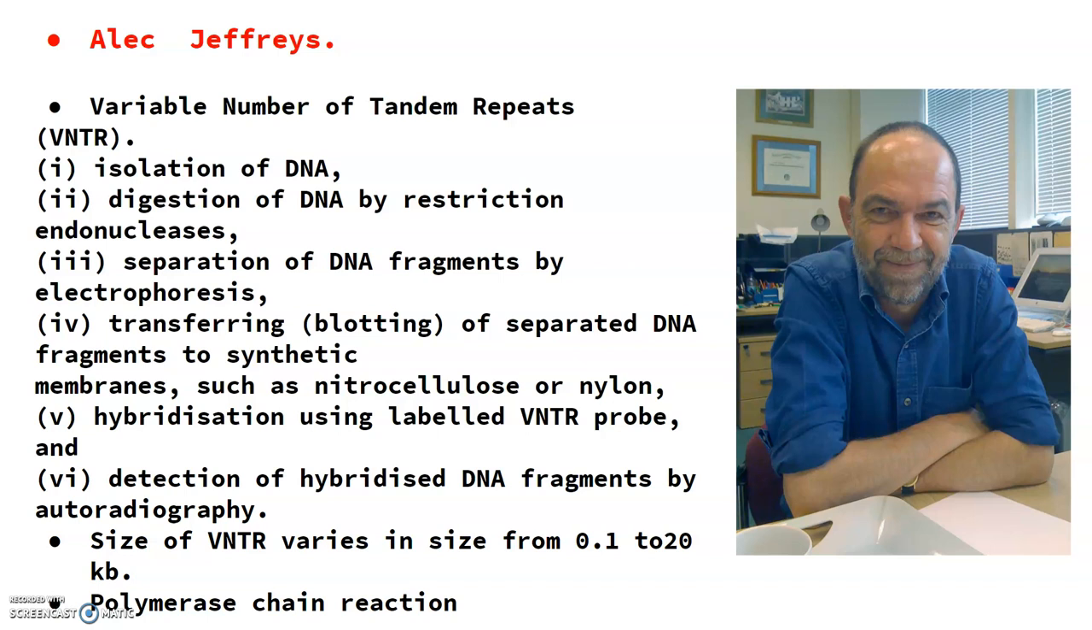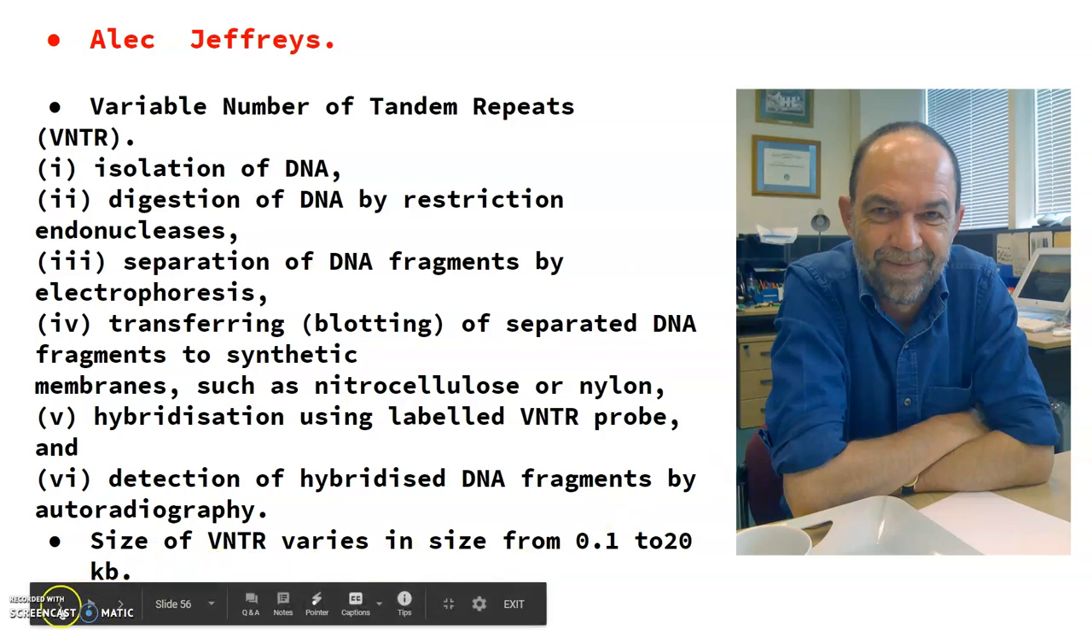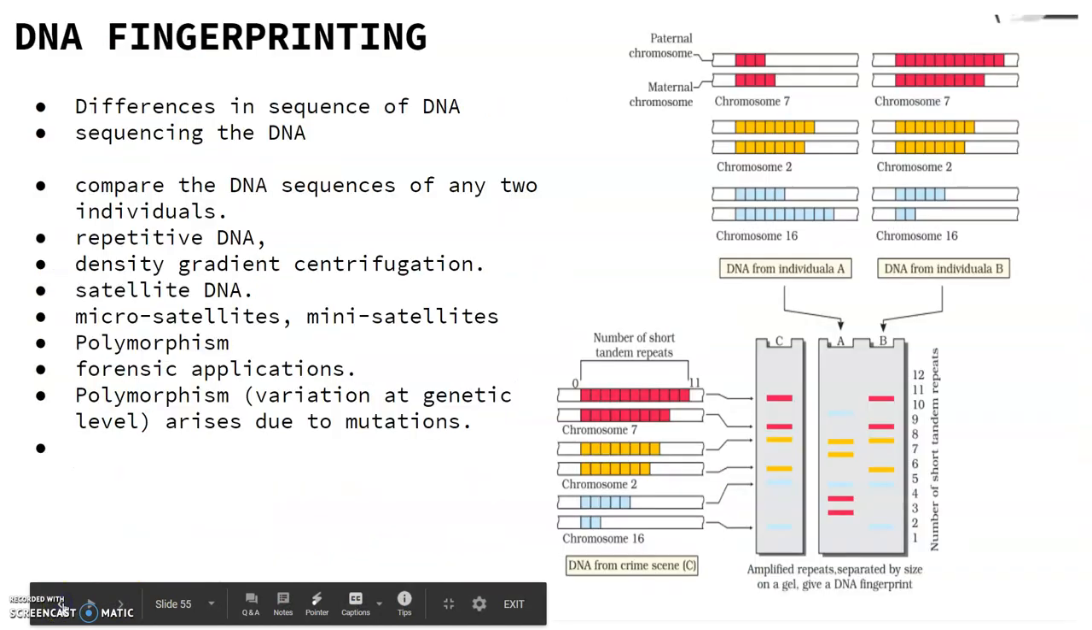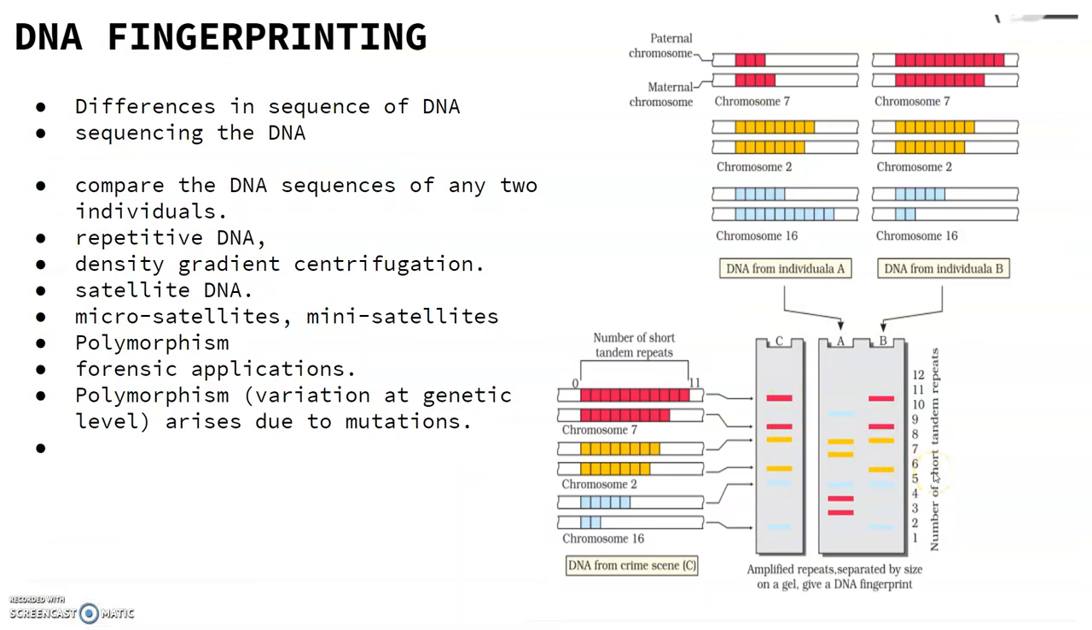After hybridization with the VNTR probe, the autoradiogram gives many bands of different sizes, and these bands give the characteristic pattern of an individual's DNA. It differs from individual to individual. For that we have to see that slide again. Here these are the different bands being shown. They differ from individual to individual in a population, except in the case of identical twins. Only in identical twins can the same pattern be seen.